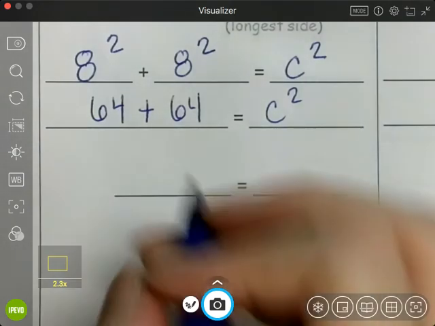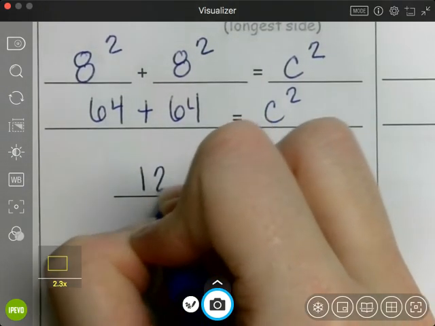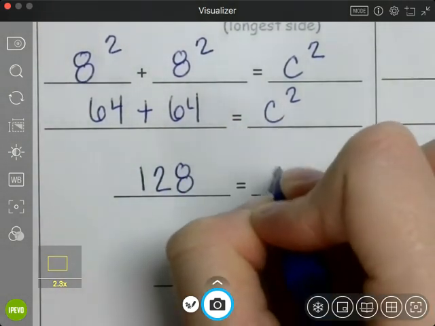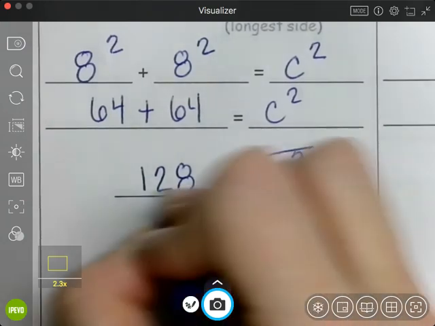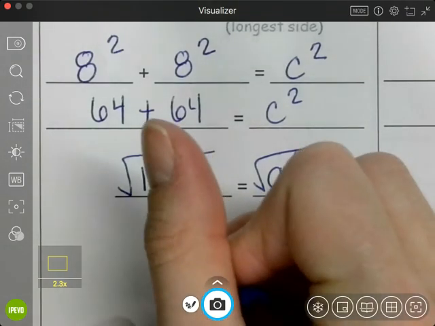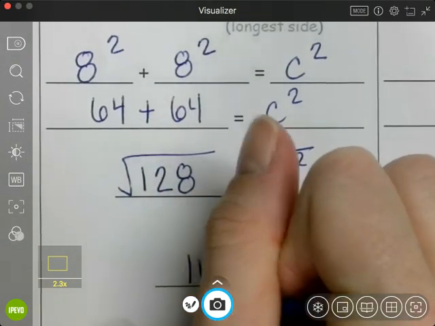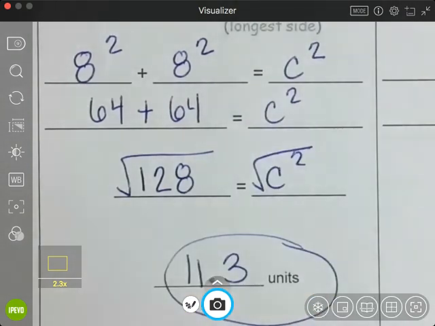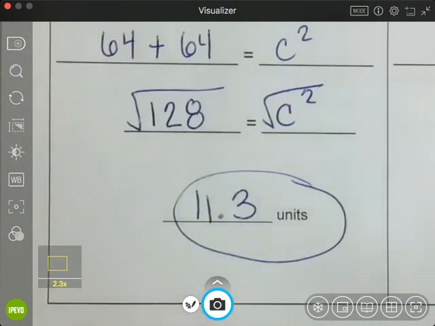64 plus 64 is 128. If you take the square root of both sides, you get 11.3. Okay? And then we will look at number 4 on that page as well.